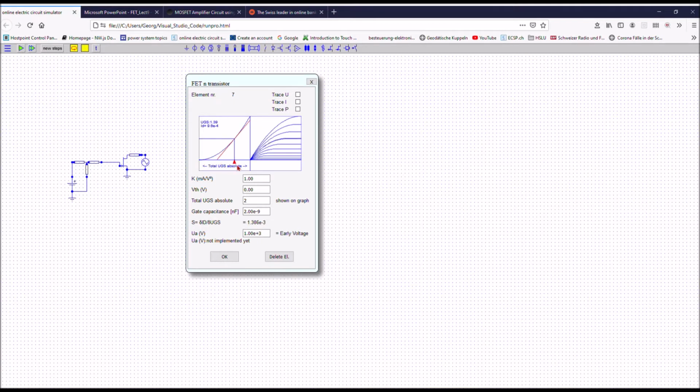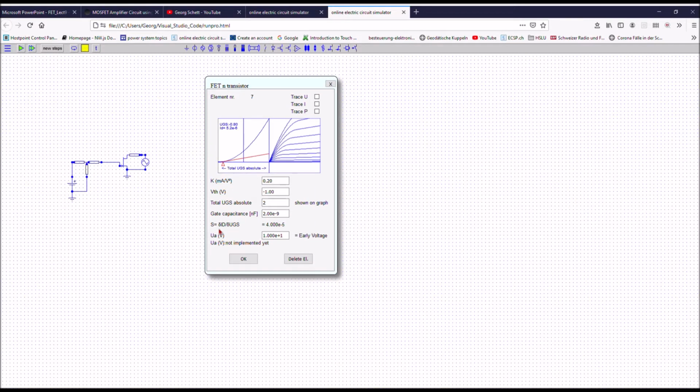You have a cursor here where you can just visually see what happens. Gate capacitance. Here is the slope, the IDU, the red curve here. Then we have the Early voltage. You can see that the Early voltage introduces a slight slope in the drain current curve. If I have a higher number here, you see that the curve is then flatter. And if I have a smaller one, it's steeper.